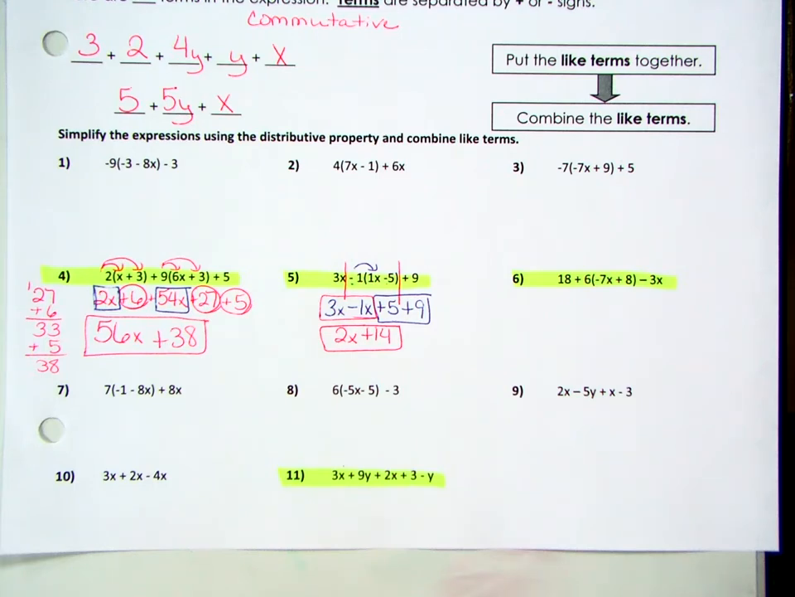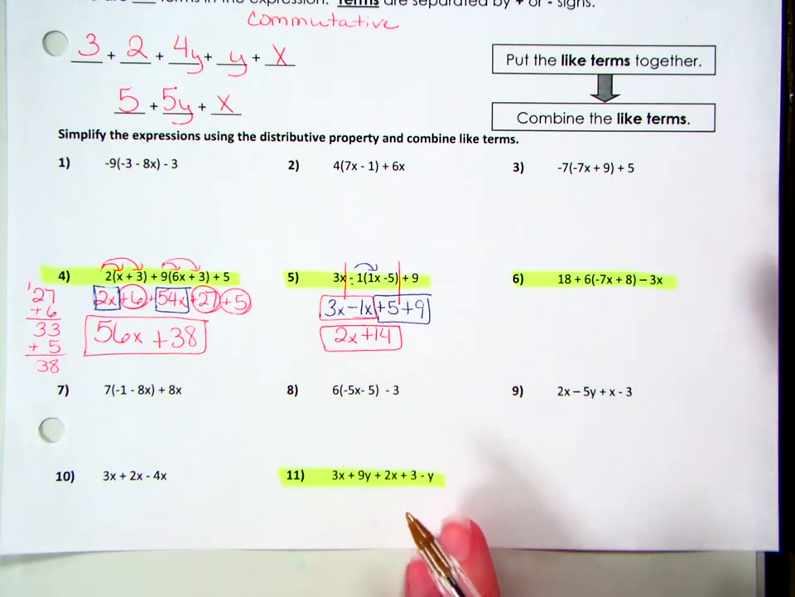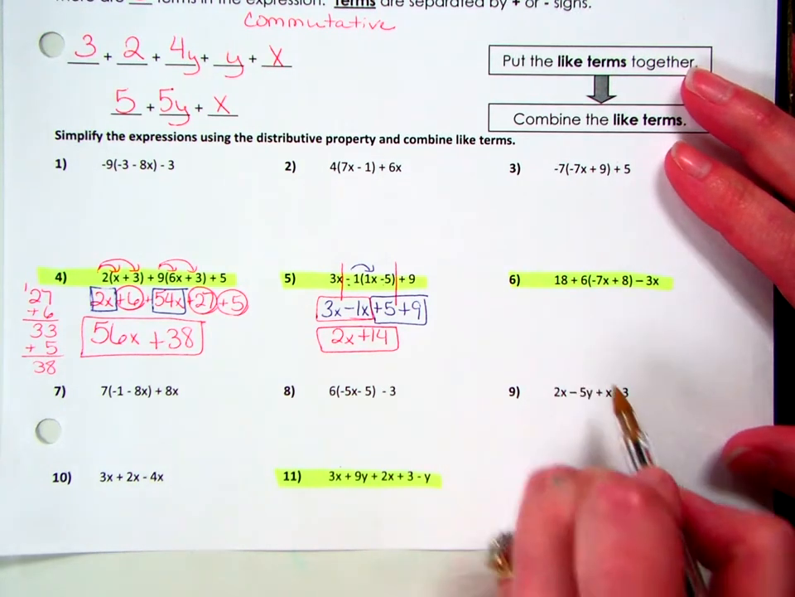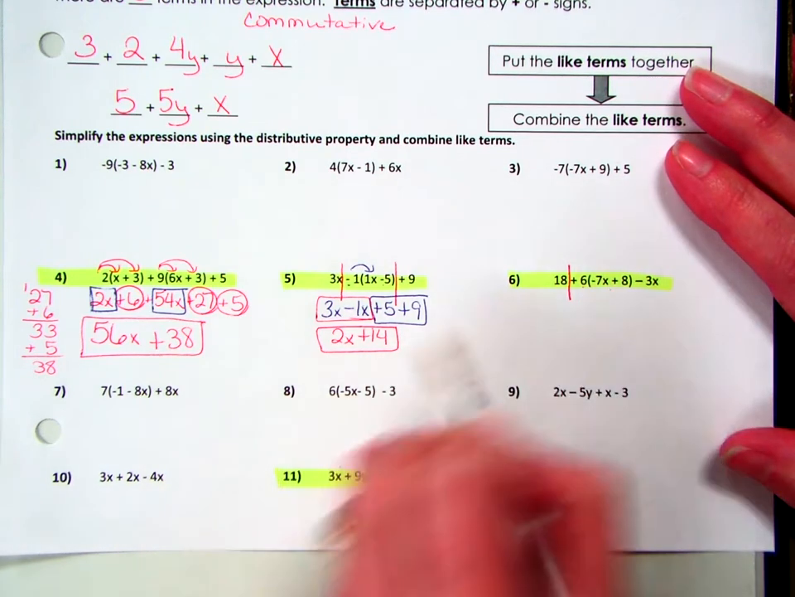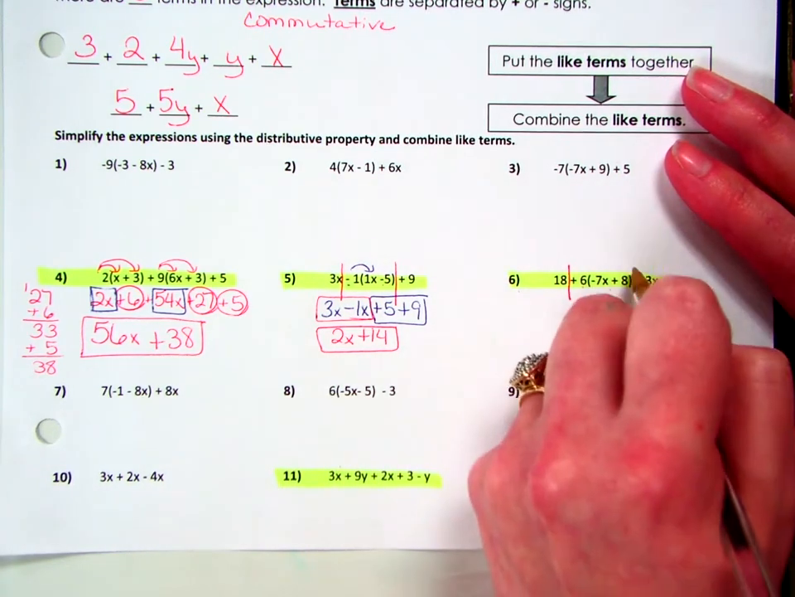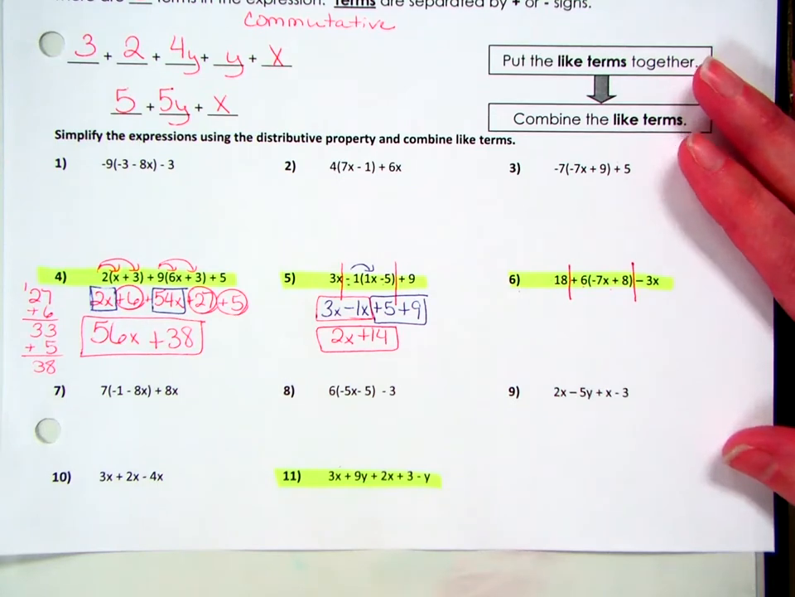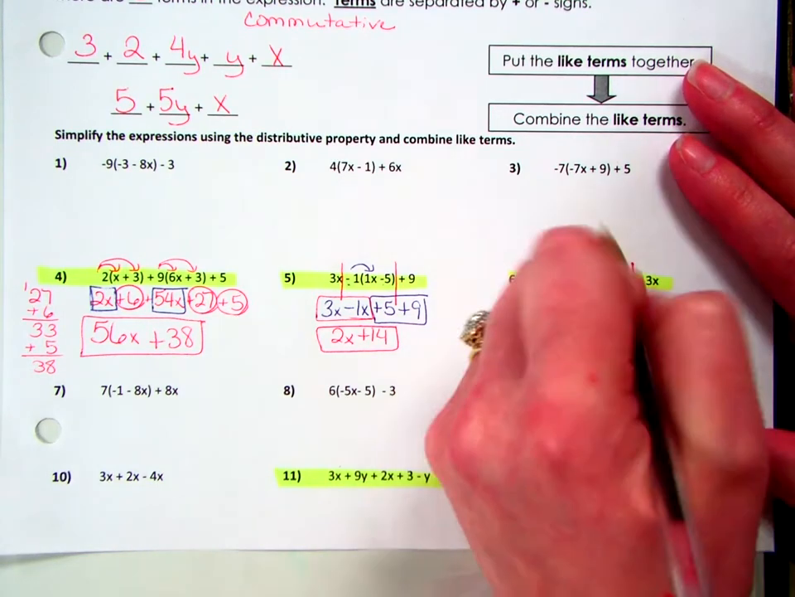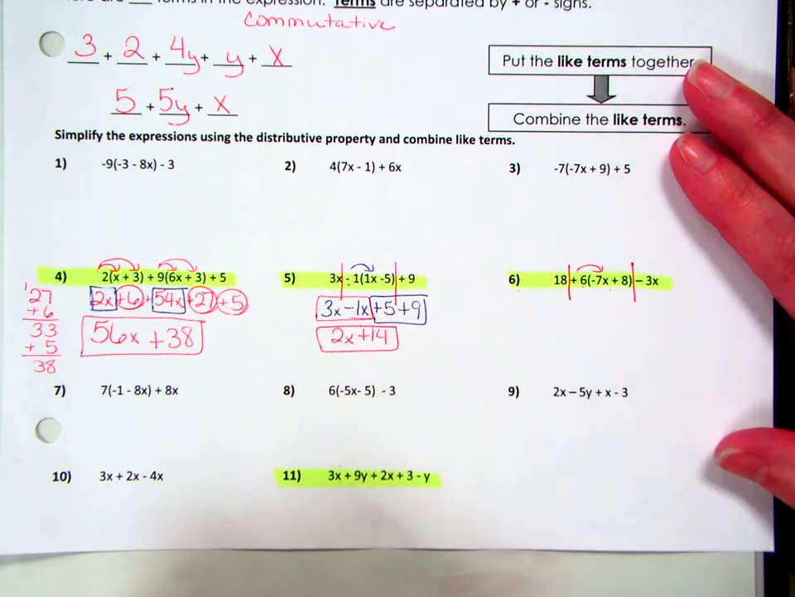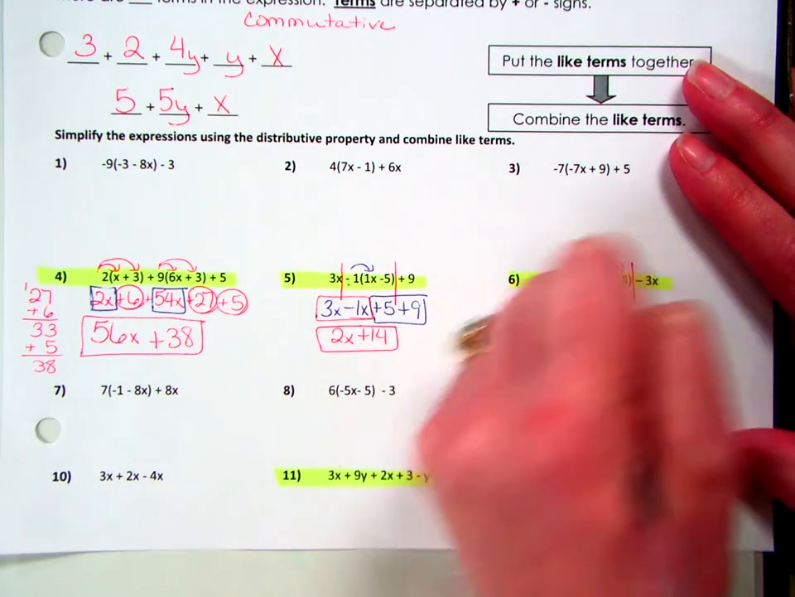So I'm going to do the same exact thing. I'm going to separate my distributive property just like I did before. So we have positive 6 times all that stuff. So we're going to leave 18 out by itself. Same thing over here with the minus 3x. So that means I need to do my distributive property again. So I'm going to multiply 6 times negative 7x and 6 times 8.